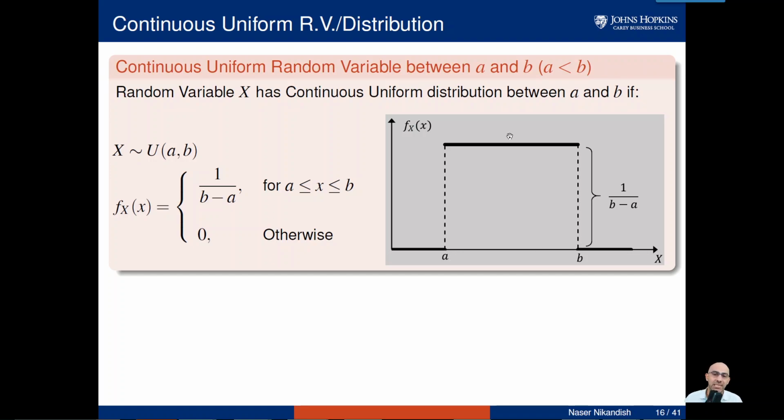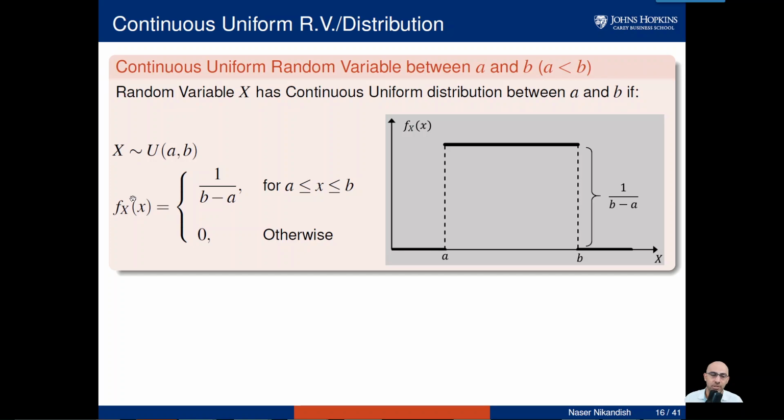Well, what is that height? Well, that height should be a number such that the area under the curve must add up to 1. What is the area under the curve? Area under the curve is going to be equal to this length times this height, right? The multiplication must add up to 1. Well, this length is b minus a. Well, this height must be 1 over b minus a so that the area turns out to be 1. And that's exactly what I have right here.